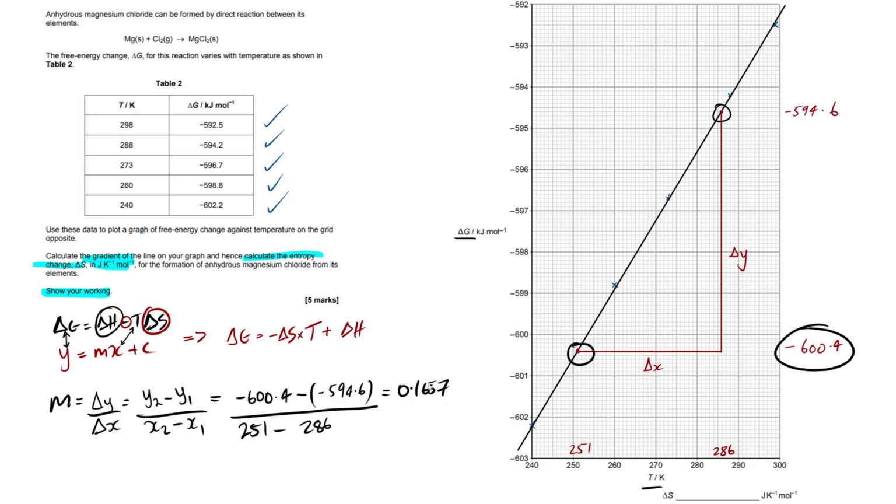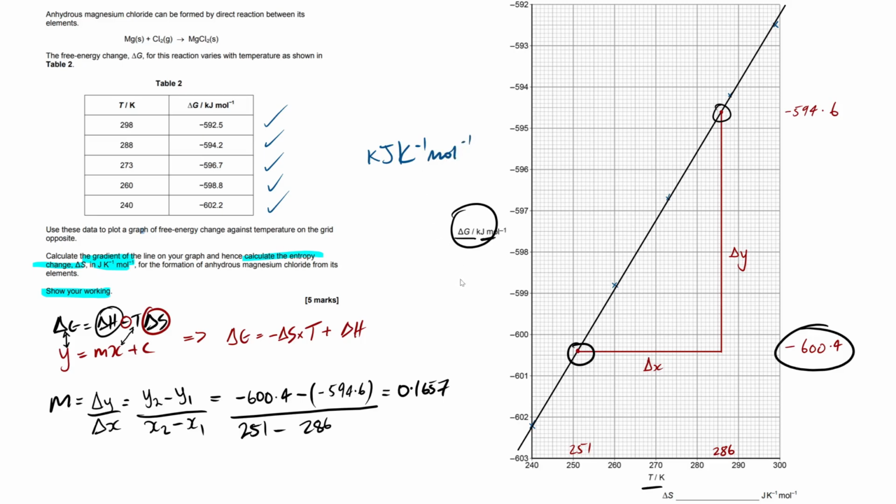Now, what is this gradient unit going to be? It's really important here, okay? So ultimately what we have is we have kilojoules per mole and we have Kelvin, okay? But that's divided because we're doing y-axis units divided by x-axis units. So ultimately then what's this going to give us? It's going to give us kilojoules per Kelvin per mole, okay?